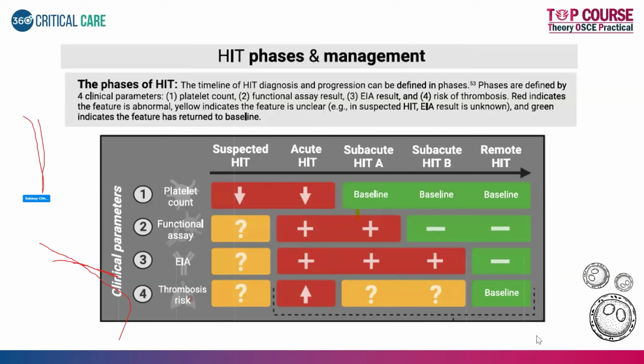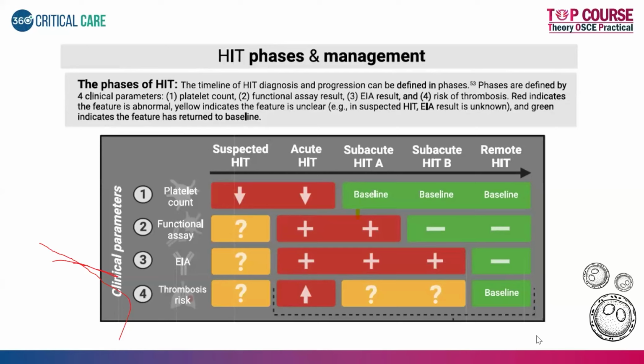Initially, when the patient is suspected to have HIT, the only thing that we know here is the platelet count is low. We do not know about the functional assay, enzyme immunoassay, and we don't know the thrombosis risk as well. As and when we start getting the tests, we categorize the patient as developing into acute HIT. In acute HIT, we know there is low platelet count, functional assay is present, and enzyme immunoassay is also present. It's not particularly in that order, but it should be enzyme immunoassay and functional assay. Because of both of them being present, there's an increased risk of thrombosis. And this group of patients falls under acute HIT.